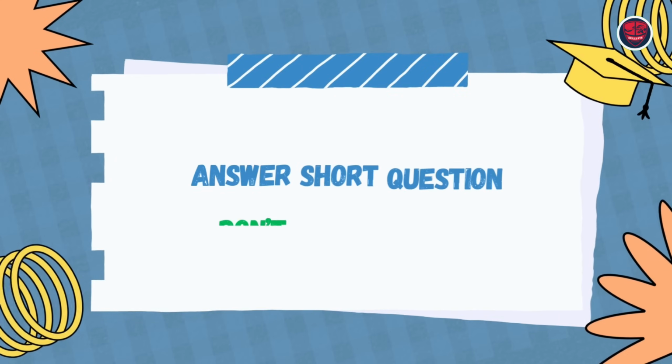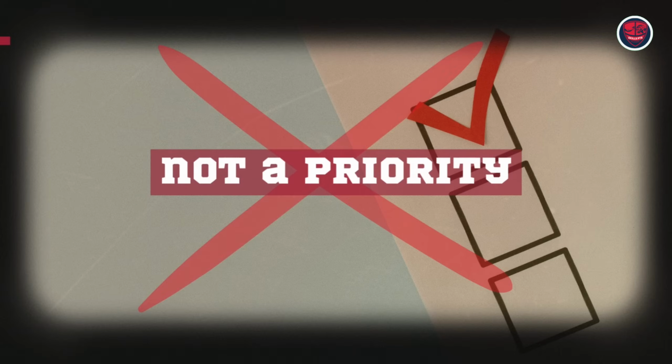The next hidden tip as far as PTE speaking is concerned is answer short question. Don't worry at all. We have skipped this and still got 90. You know the answer, you tell the answer. If you don't know the answer, just repeat the question or speak something relevant to the question. Not a priority.